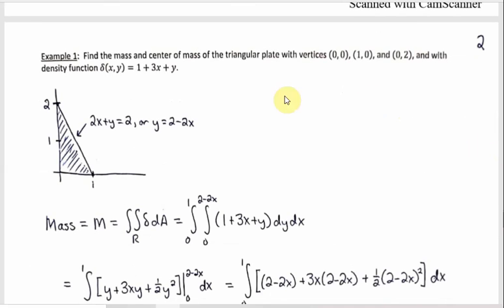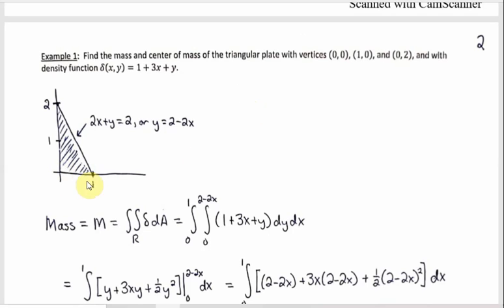All right, so the first example, we want to find the mass and center of mass, and really just find the center of mass because you have to get the mass on the way there, of the triangular plate with those three vertices and with that density function. So we don't have a constant density. I figured it was better to have an example like this and leave out the easier constant density one, rather than the other way around.